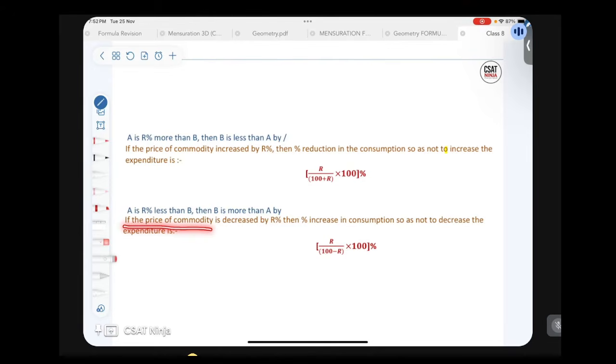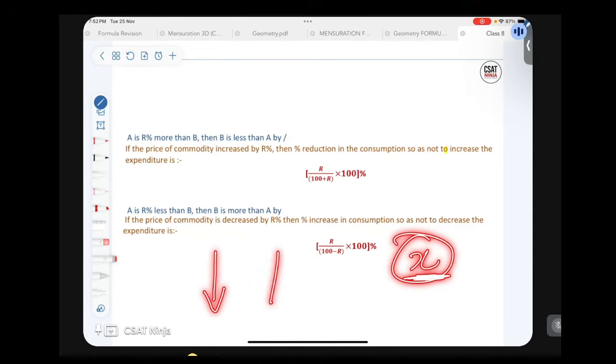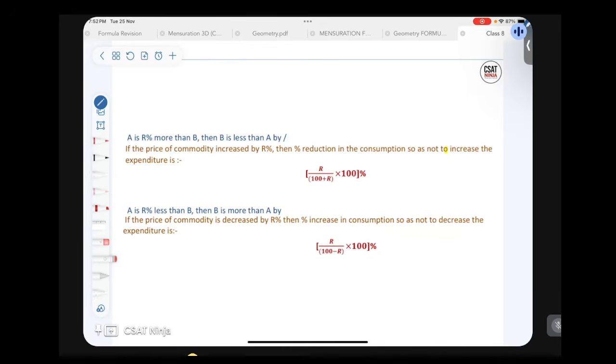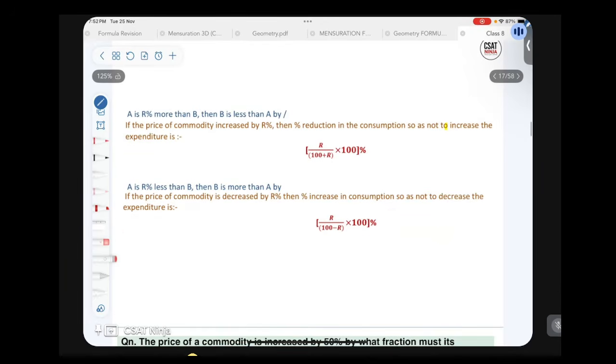If the price of a commodity is decreased by R%, then the percentage increase in consumption so as not to decrease the expenditure. That means if there is a decrease in price and you want to keep the expenditure the same, you will have to eat more, right? So that your expenditure is the same. Since the price of maybe rice or anything drops, in order to keep your expenditure the same, you need to consume more. That's the only thing. So the formula is this. Remember one thing, if there is an increase, there will be a plus sign. If there is a decrease, there will be a minus sign. That's the only difference.